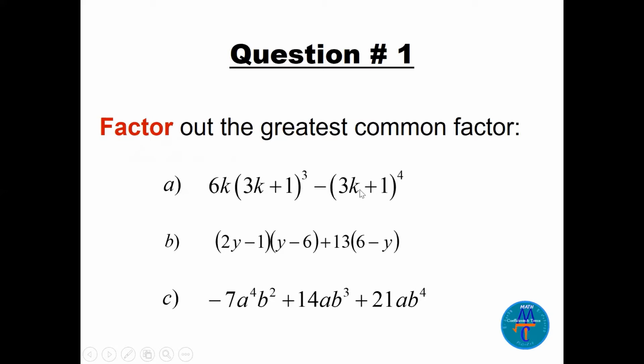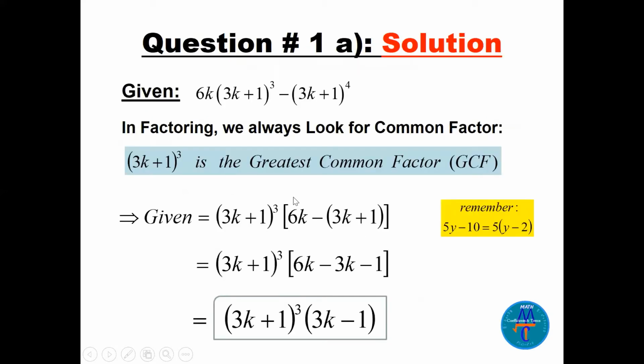So what is common here? The smallest power. I will show you. We always look for the common factor. This is the smallest power. 3k plus 1, that's the same term, power 3, power 4. So power 3 is the smallest. This is the GCF. We call it GCF. So we take it out. You see? That's the given.